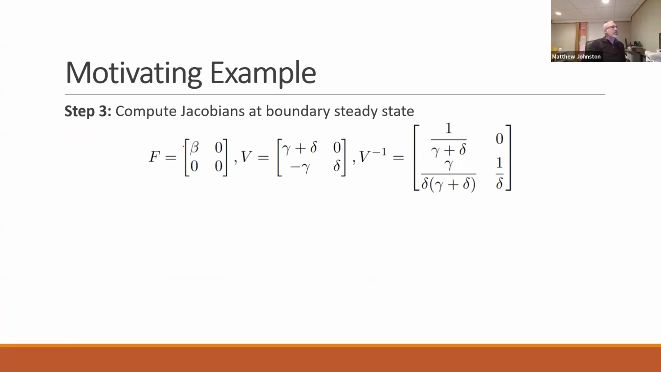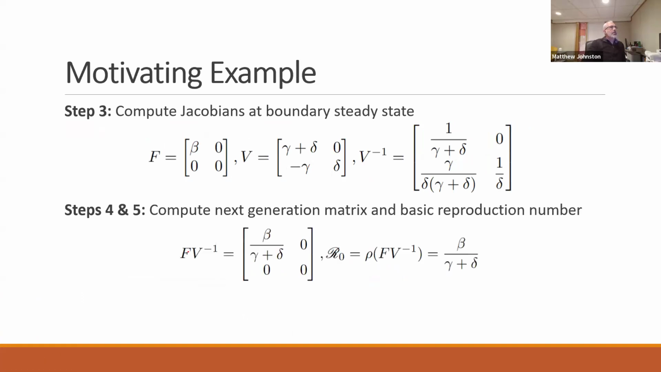Then I compute the Jacobians. I take the Jacobian of F and V, and then I take the inverse of this one. I compute the product of F and V inverse. That's this. The spectral radius, well, that I can just read out now. It's just going to be that entry. And that is what you would expect to see, or something like that, for the basic reproduction number. Again, the threshold value is 1. If it's higher than 1, the disease is going to spread. If it's less than 1, the disease is not going to spread.